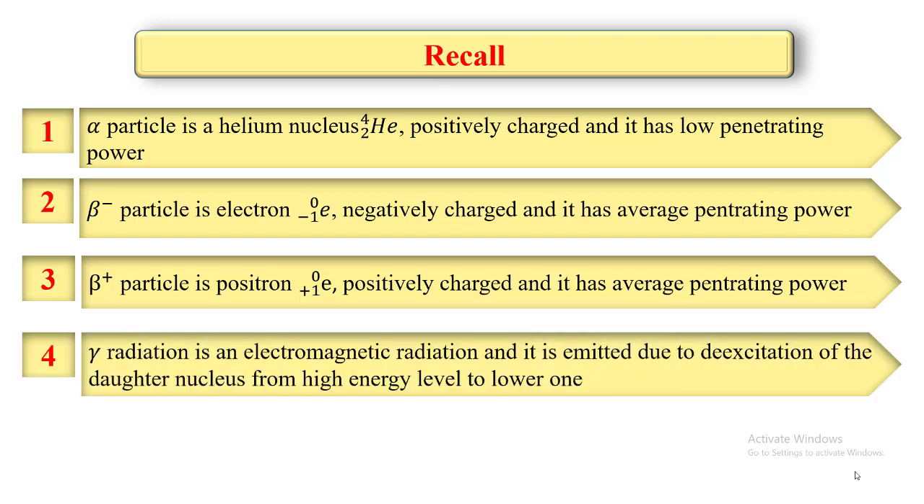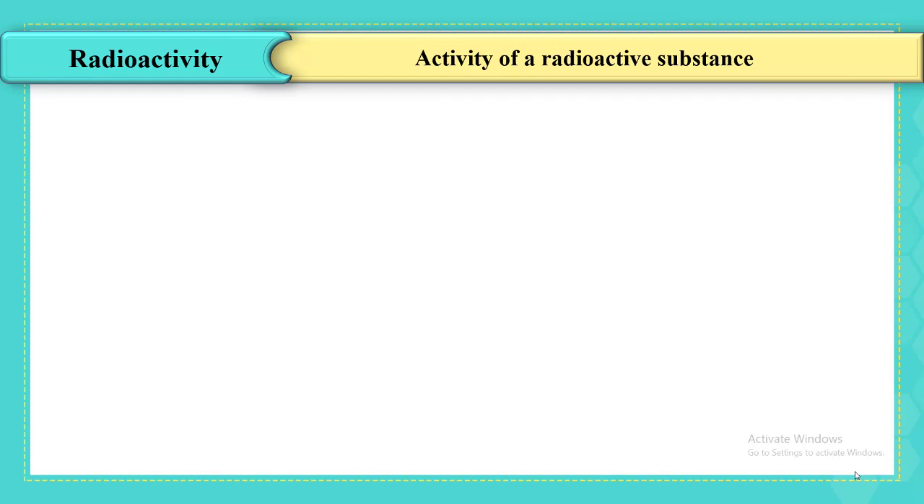The last type of decay that has been discussed was gamma. It takes place when a daughter nucleus is de-excited from a high energy level to a low one. It is electromagnetic radiation, massless, uncharged, and it has high penetrating power. Each radio element is characterized by its half-life. And to understand this concept, we should understand the concept of activity.